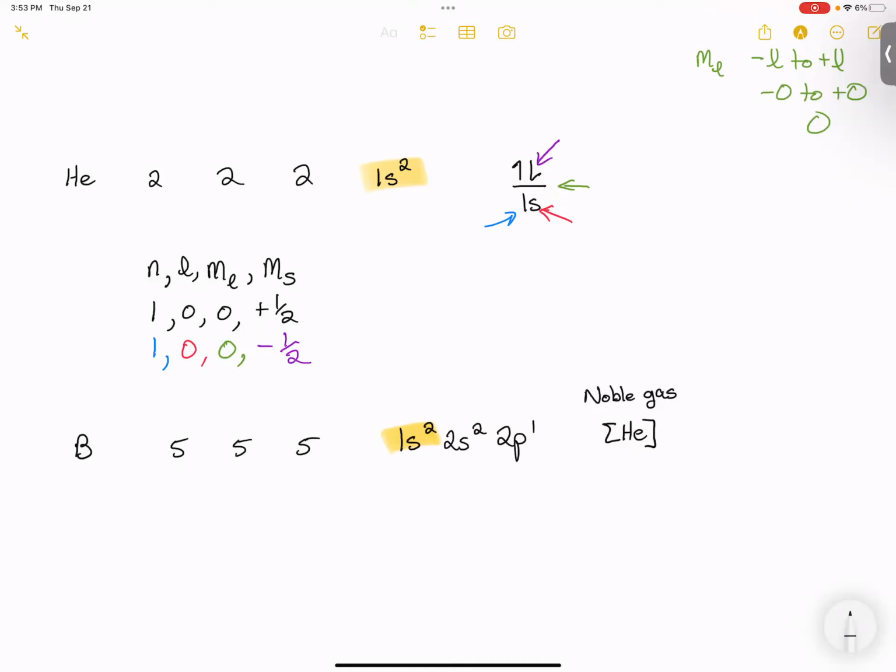Now it's only necessary to list what helium doesn't have, that boron does have, which is the 2s2 and the 2p1. That is the noble gas configuration for boron.